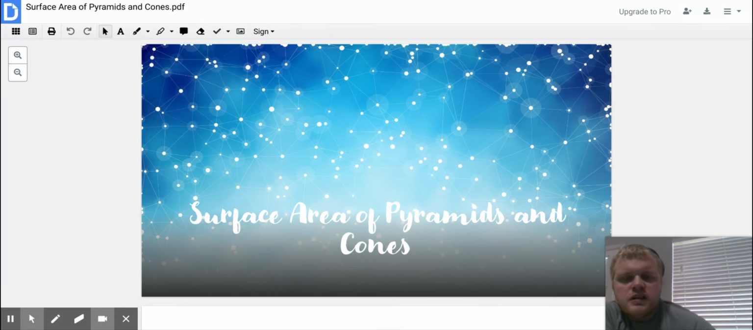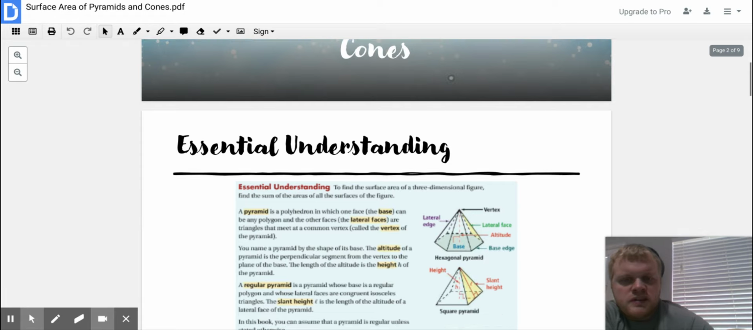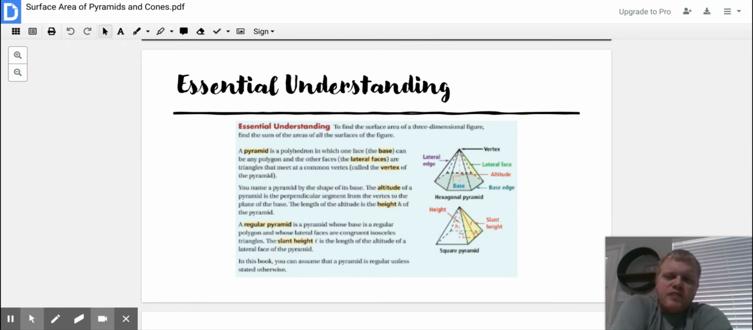All right, so let's jump into some essential understanding. We have a lot of vocabulary here we need to cover. To find the surface area of a three-dimensional figure, find the sum of the areas of all the surfaces of the figure, kind of what we did yesterday. A pyramid is a polyhedron in which one face, or the base, can be any polygon, and other faces, which are the lateral faces, are triangles that meet at a common vertex called the vertex of the pyramid.